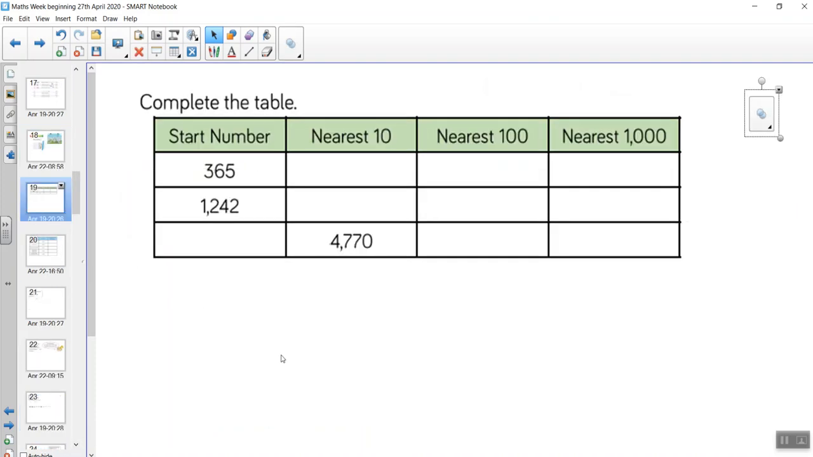Okay, so let's have a little practice. We're going to be rounding to the nearest 10, the nearest 100 and the nearest 1,000. The first two are quite straightforward. The last one, you have a choice of which number you want to start with, but your number must round to 4,770. Pause the video and have a go. How did you get on? Let's have a look.